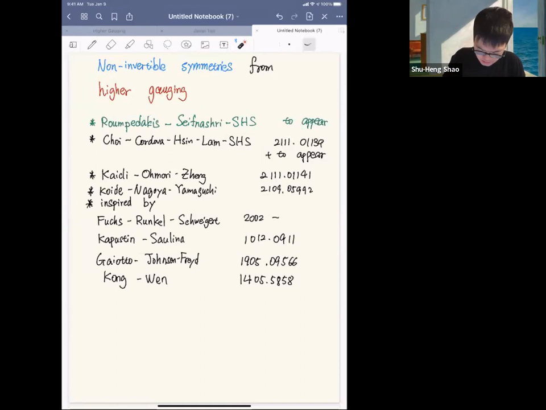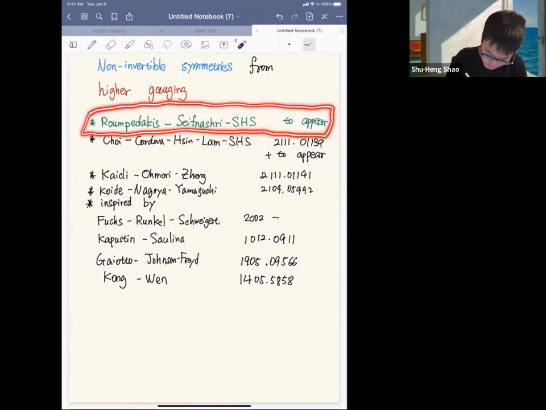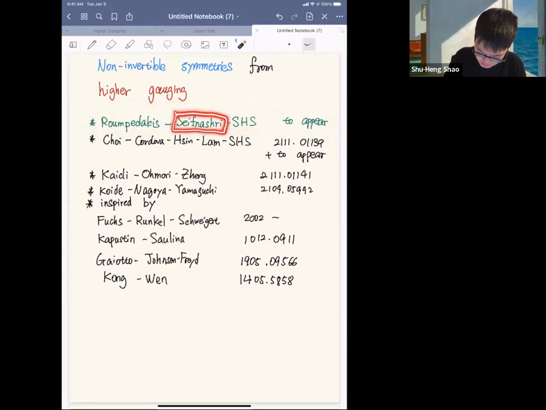So this talk will be mostly based on this upcoming paper with Rumpadakis, a postdoc at UCLA, and Sahang Safnashri, who is an excellent graduate student at Stony Brook, who will join IAS in the fall. It will also be related to some of the work that appeared last fall, one of them with my student Yicho Choi and collaborators. There's an upcoming one. And also on the same day, there was a very beautiful paper by Justin Kaidi, Kantaro Ohmori, and Yunqin Zheng, related on the same subject, but from a complementary viewpoint. And both of these works were inspired by a very beautiful paper by Koide and collaborators where they did it on the lattice.